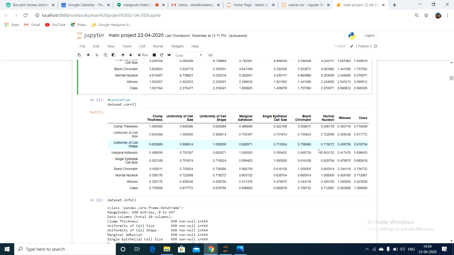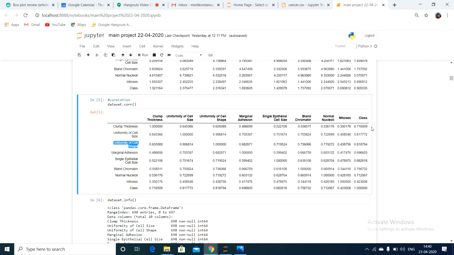Let us see the correlation between uniformity of cell, clump thickness and class. Clump thickness and class, uniformity of cell size, uniformity of cell shape, and we will compare with class, because our aim is to predict whether a woman finally has stage 1 cancer or stage 2 cancer. Okay, forget about this for now. Let us move to some theory concepts about correlation.